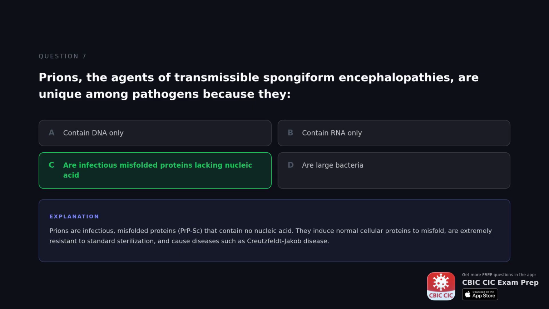The correct answer is, are infectious misfolded proteins lacking nucleic acid. Prions are infectious, misfolded proteins, PrPSc, that contain no nucleic acid. They induce normal cellular proteins to misfold, are extremely resistant to standard sterilization, and cause diseases such as Creutzfeldt-Jakob disease.